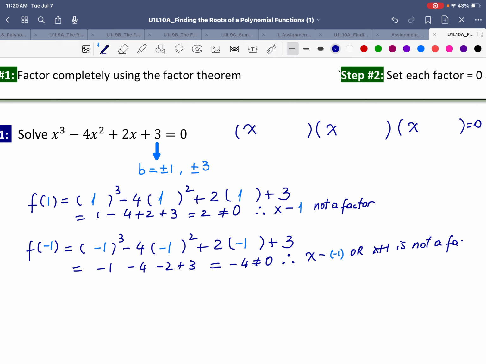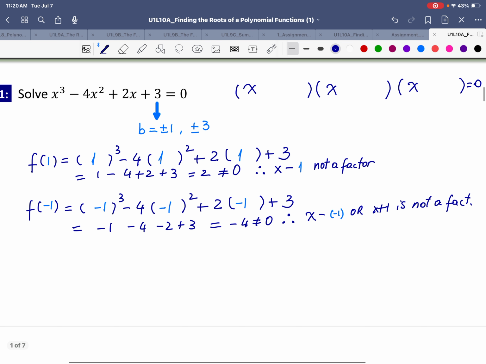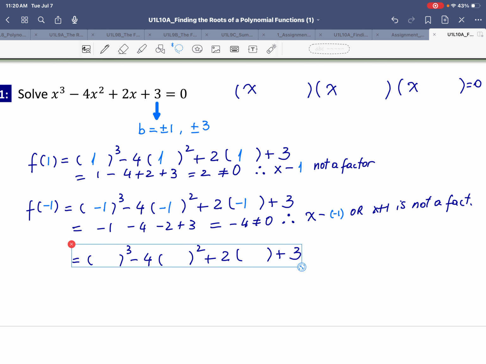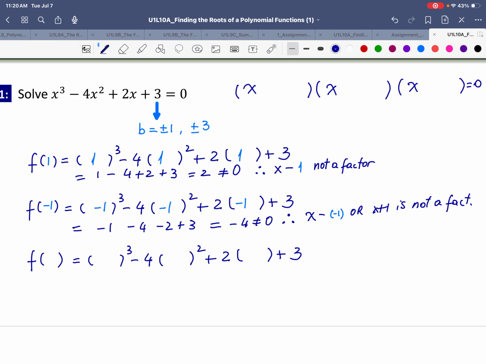So far, we haven't got much luck, but let's check and see what we get next. We have this time the possible value of b equal to positive 3. So it means wherever we see x, we're going to replace it by 3. And what we get this time is 3 to the power 3, 27. Now we have negative 4 times 9.